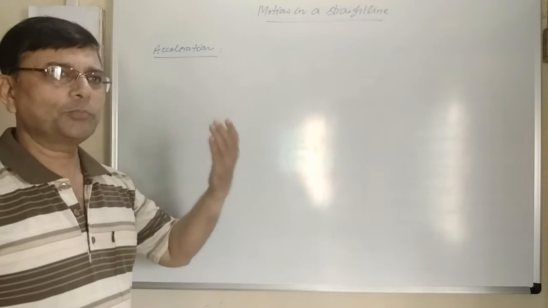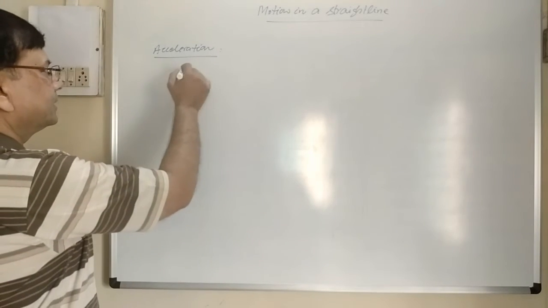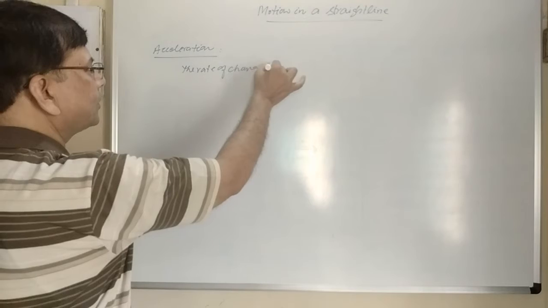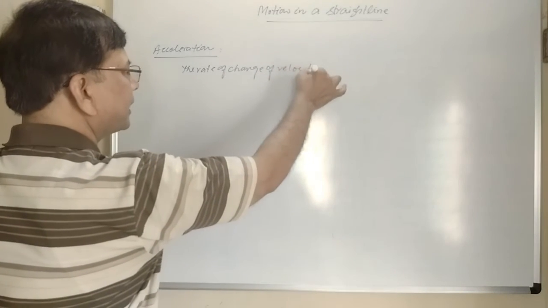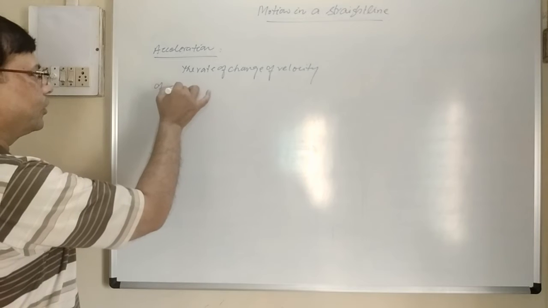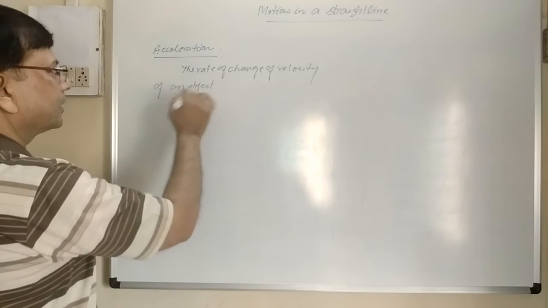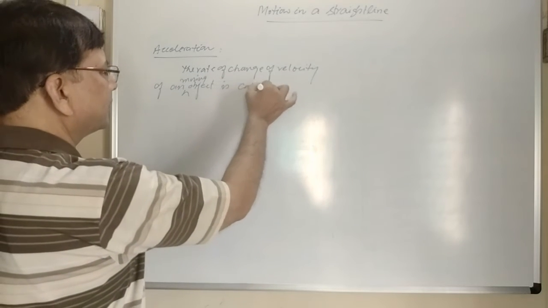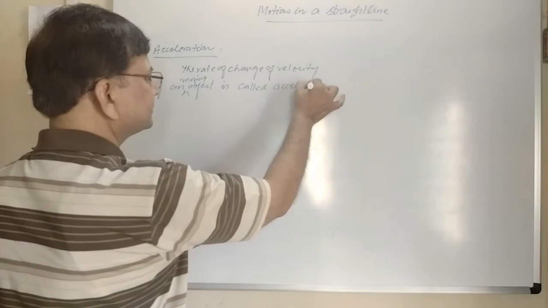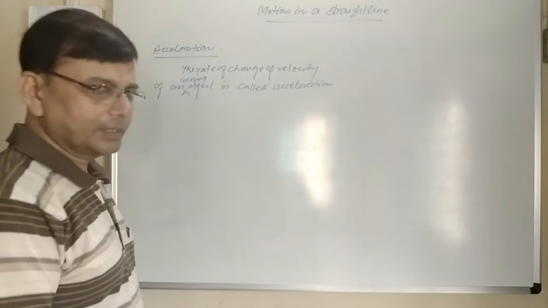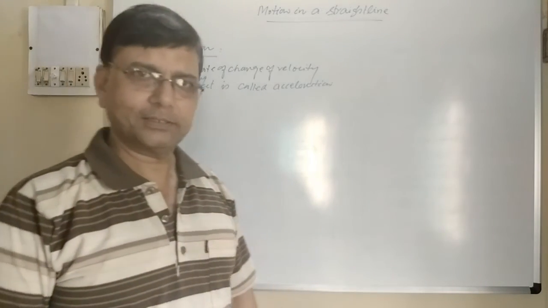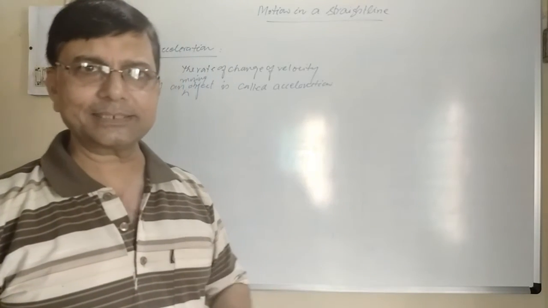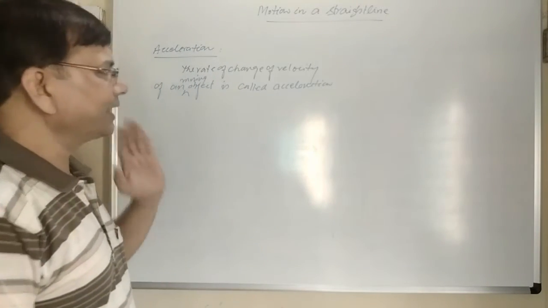What is the acceleration of a moving object? The rate of change of velocity of an object, of course a moving object, is called acceleration. As velocity is a vector quantity, the acceleration is also a vector quantity. And displacement, velocity and all these physical quantities are vector quantities.